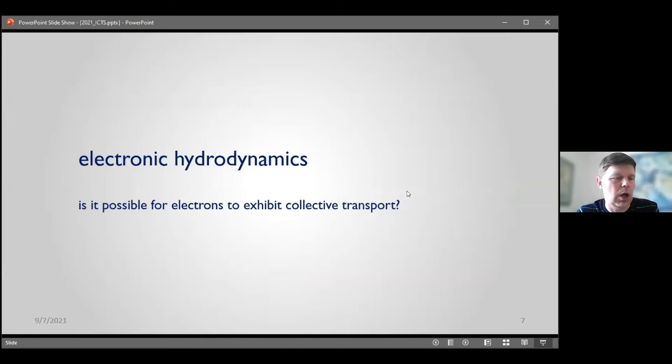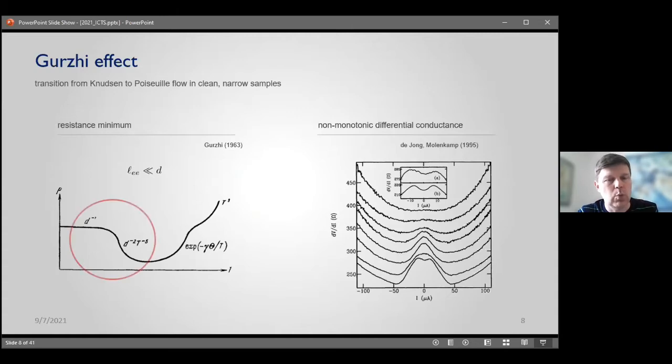Now, I just said that it could be extremely attractive to talk about hydrodynamics for electronic systems, but this is rarely done, or at least until recently it was very rarely done. It was once proposed by Radi Gurzhi in the Soviet Union many years ago that if you have a very clean, very narrow sample, then you may observe a transition from this free-particle Knudsen flow to the viscous Poiseuille flow by changing the temperature in your system.